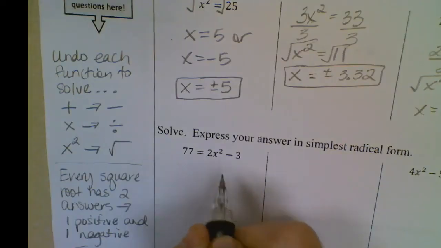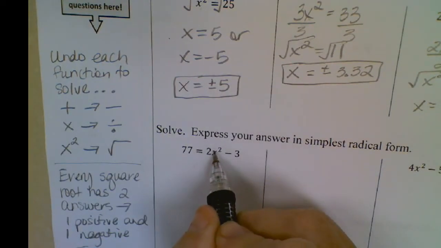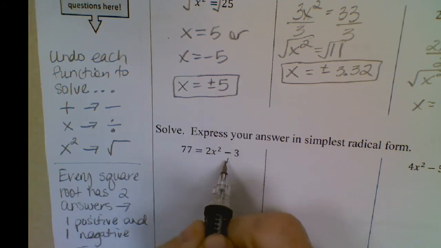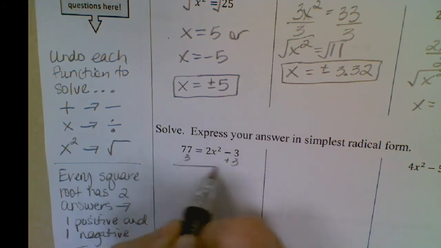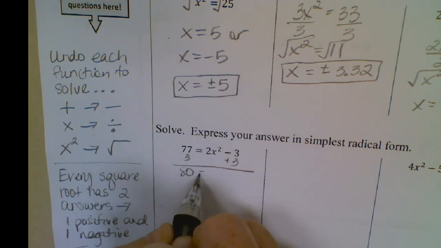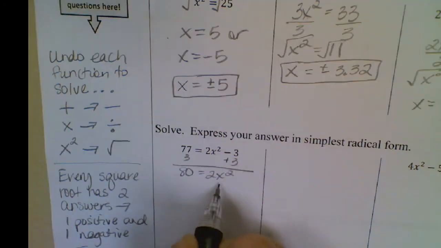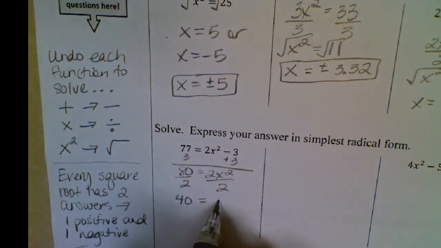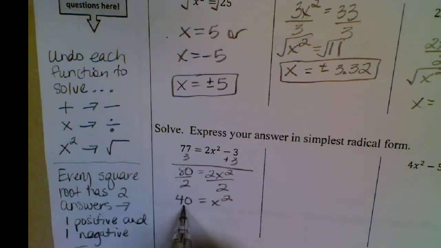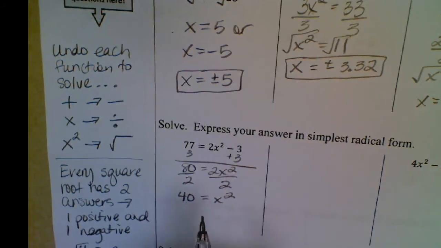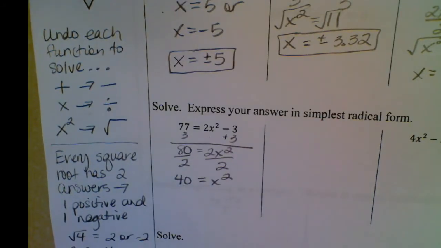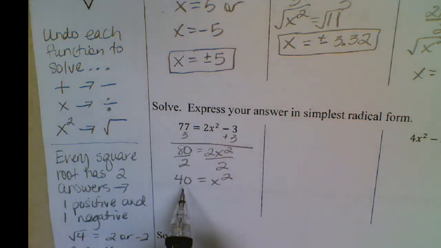All right, so we need to get that x isolated. So the first thing I'm going to do is add 3 to both sides. And I'll get 80 equals 2x squared. Then we'll divide by 2. So we get 40 equals x squared. Now since I'm leaving it in a radical form, I need to break this down into perfect squares and whatever's left over. So first thing I need to do is figure out what I can multiply together to get 40. And I need to use my perfect squares.